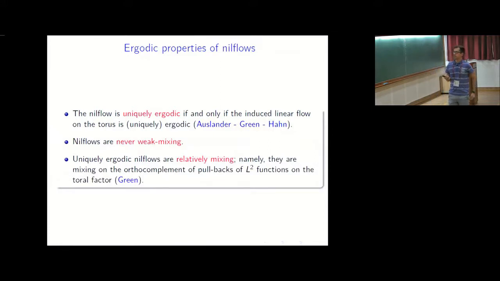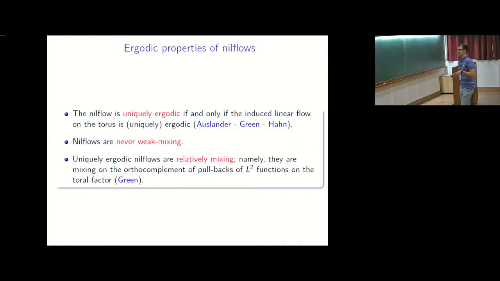It's also a classical result by Auslander, Green, and Hahn that to determine whether your Nilflow is uniquely ergodic, it is enough to look at the projected linear flow. So if the linear flow on the torus is minimal or ergodic or uniquely ergodic, then also your Nilflow is uniquely ergodic. On the other hand, it's also another classical result by Green that although Nilflows are never weakly mixing, they are mixing and they actually have the Lebesgue spectrum on all the functions that lie in the orthogonal complement to the pullbacks of functions that live on the torus.